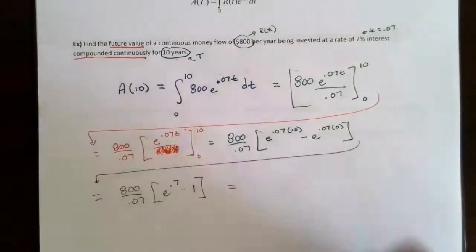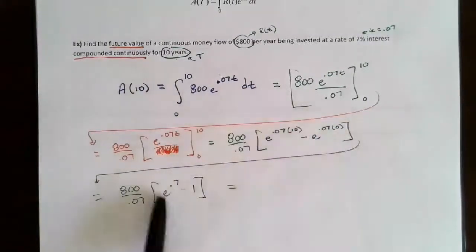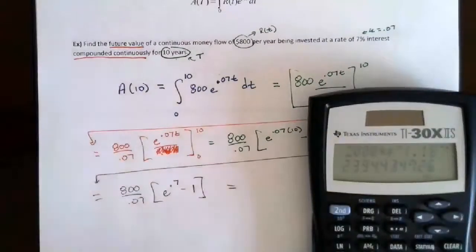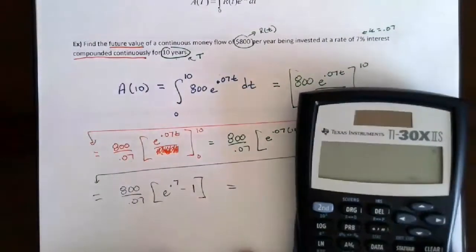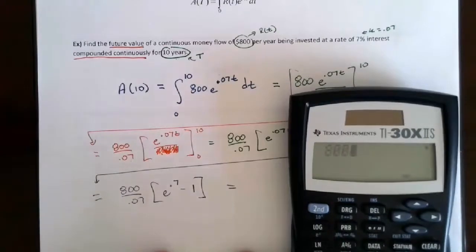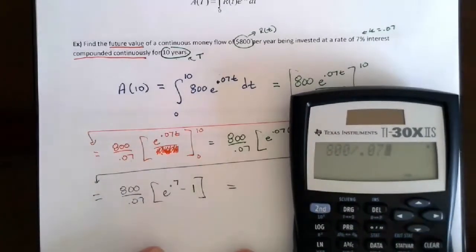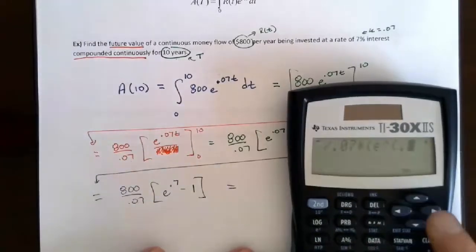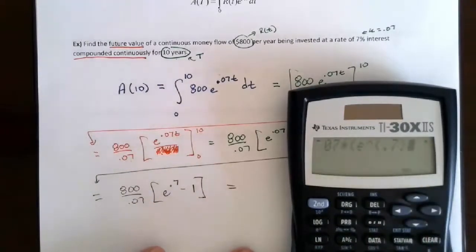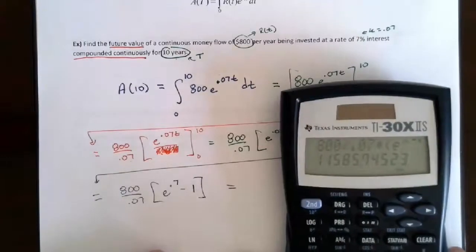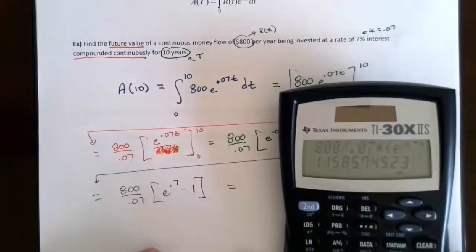And you can use your calculator to evaluate this. So when you show work, I would like to see all of this. Once you're here, you can use your calculator to evaluate. Remember, we're trying to find money, so we'll use 2 decimal places. If I did 800 divided by 0.07 and then times, in parentheses, e to the 0.7 power, close that parenthesis, minus 1, close the parentheses on that, I get 11,585.745, so 0.75.